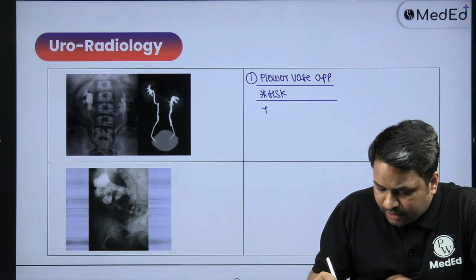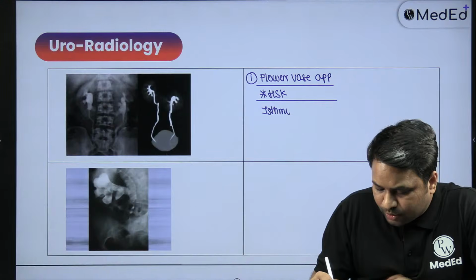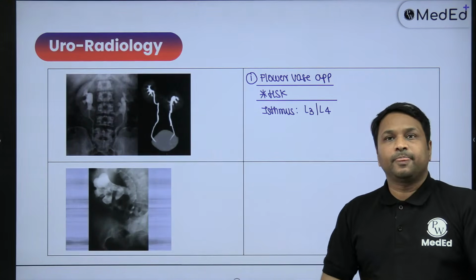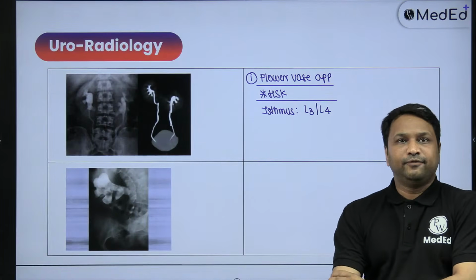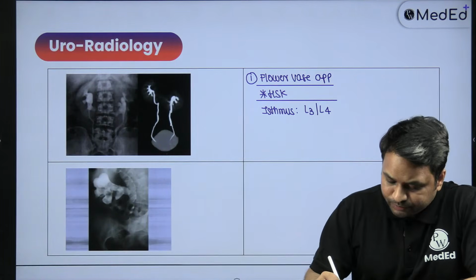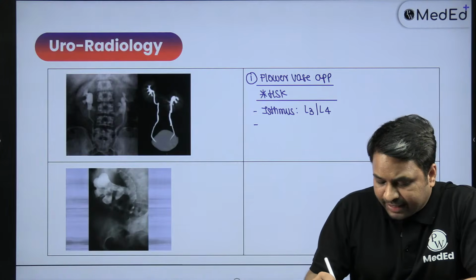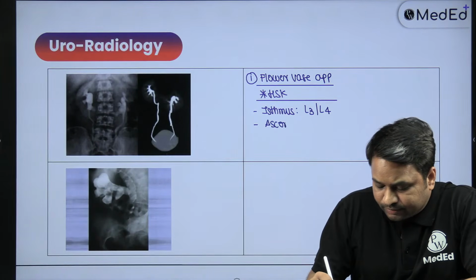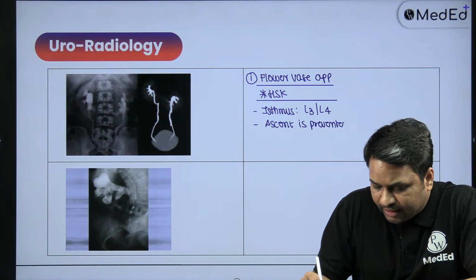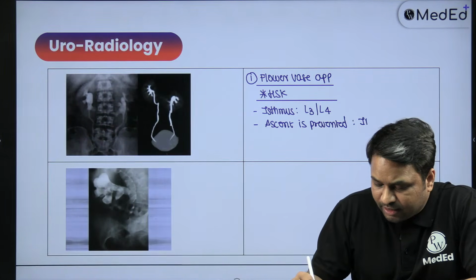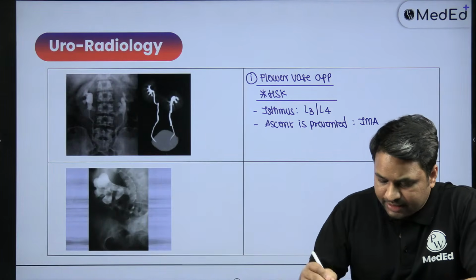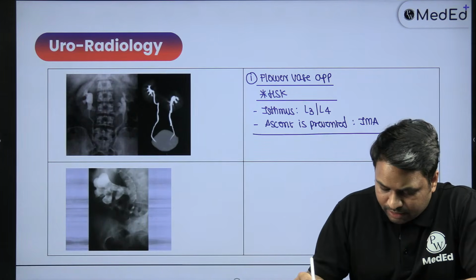Now, in horseshoe kidney, the isthmus of the horseshoe kidney is seen between the third and the fourth lumbar vertebra. It is the third and the fourth lumbar vertebra, right? The ascent in the horseshoe kidney is prevented by the inferior mesenteric artery.